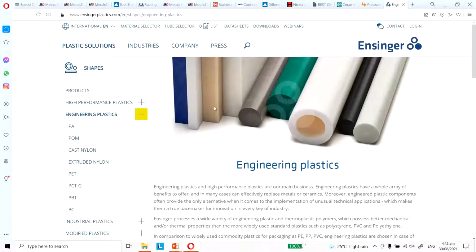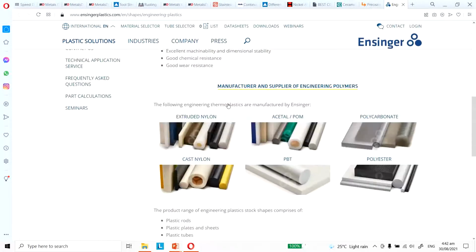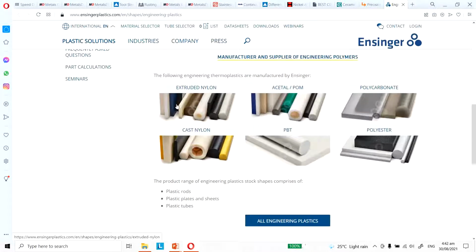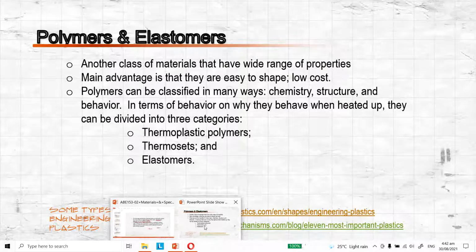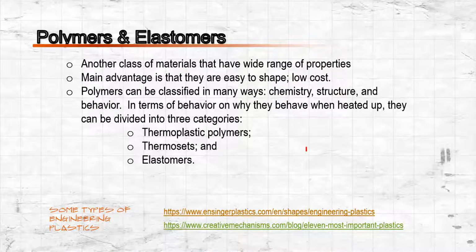Okay, so we have these different types of plastic materials. We have extruded nylon, acetal, polyester, cast nylon, PBT, and many more. If you have observed the design of a backpack sprayer, let's say we have this backpack sprayer.